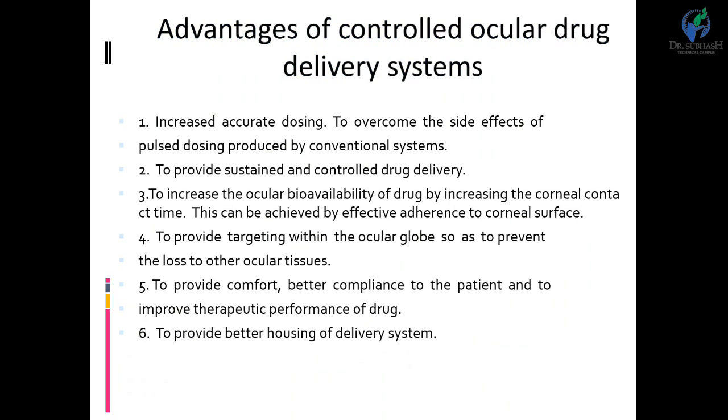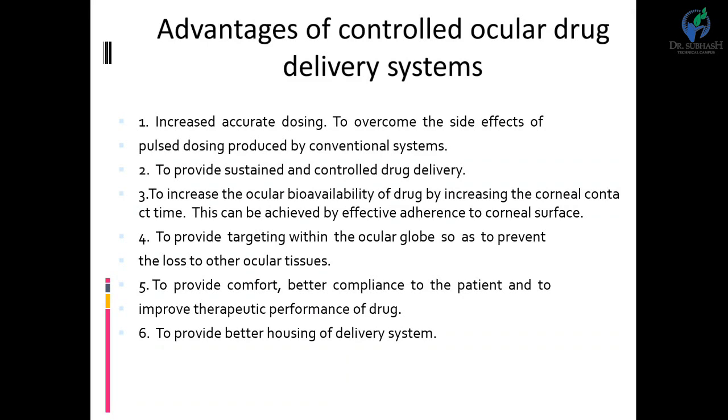Next we have to see the advantages of the controlled ocular drug delivery system. It increases accurate dosing, so we can overcome the side effects of the overdose produced by the conventional system, where we have to give a higher dose, as compared to the controlled drug release system. So accurate dosing is there.